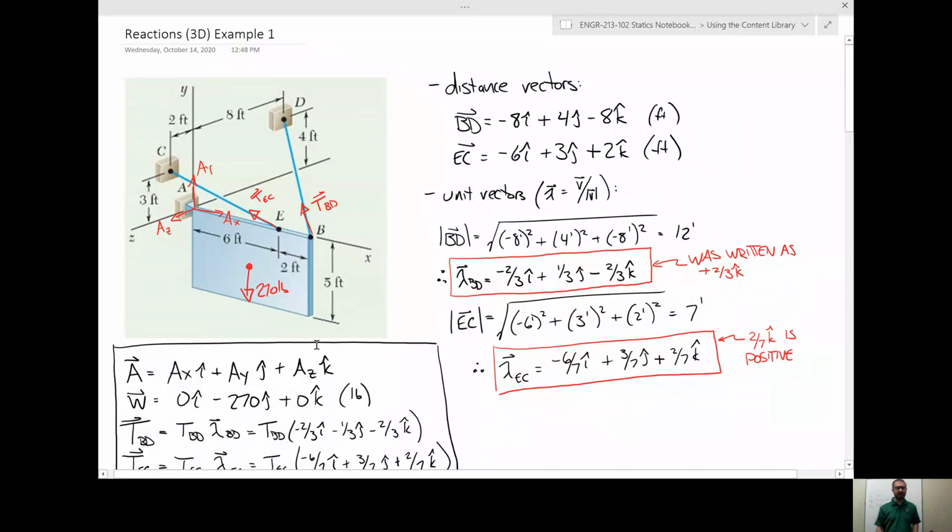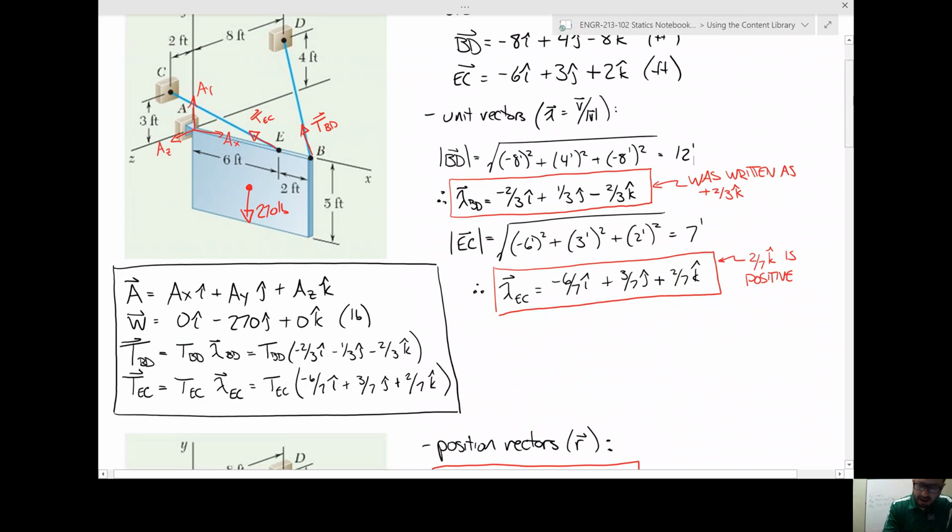So let me go through the problem step by step and make sure that everybody's clear on how you should go about doing this. So first off, the distance vectors were correct. The unit vectors were correct, although this term here, the 2/3 k, should have been negative. For some reason, I had that written as positive. But if you look, the BD vector up top, that's a negative 8k. So this should be negative 2/3 k down here. And for some reason, it was written as positive. So that might be an error in your notes.